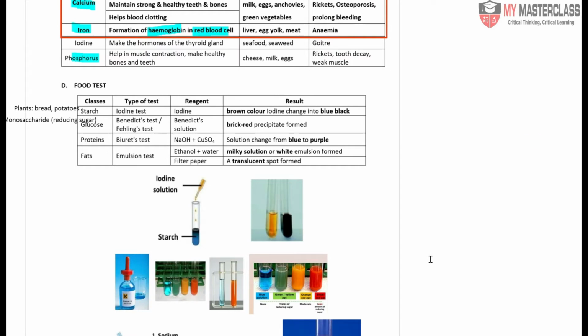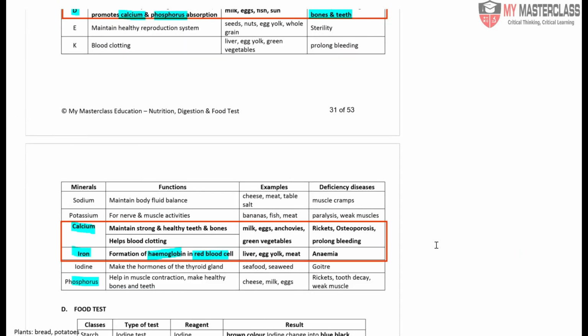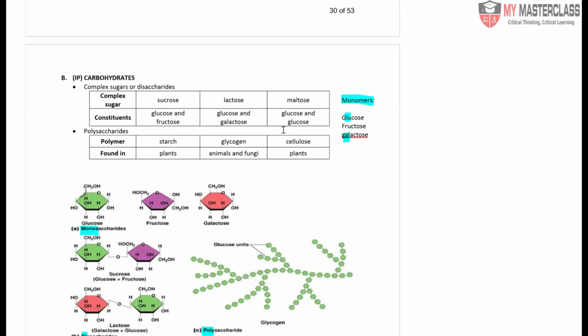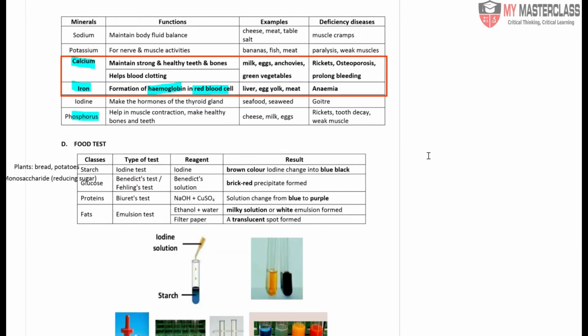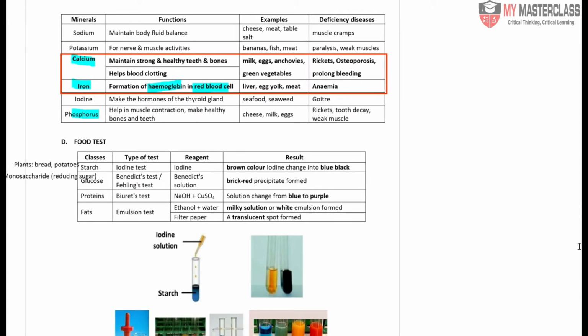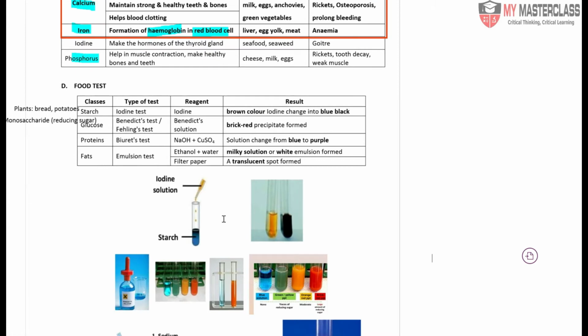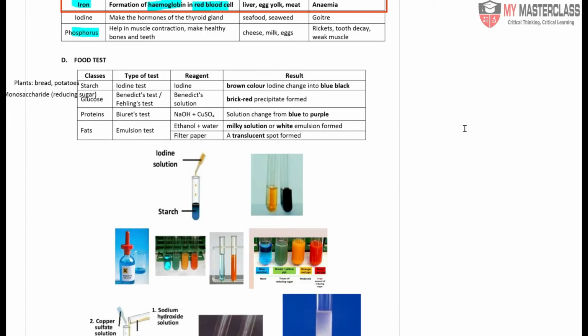Starch is a polysaccharide, as we saw earlier on at this part here. Okay, so starch is a polysaccharide, but over here the glucose is a monosaccharide. All right. Okay, I have got proteins and I have got fats as well. So for starch itself, you will be testing using the iodine test.